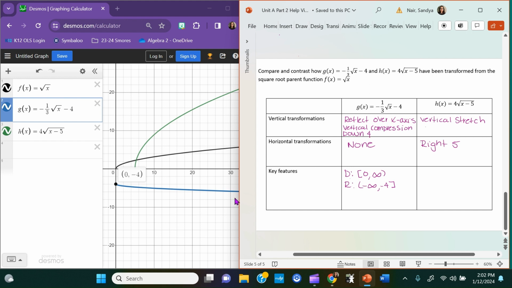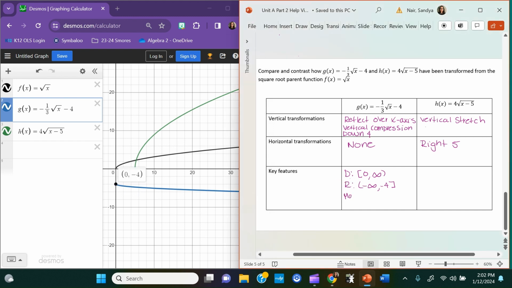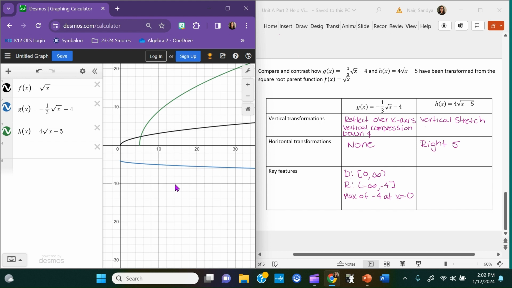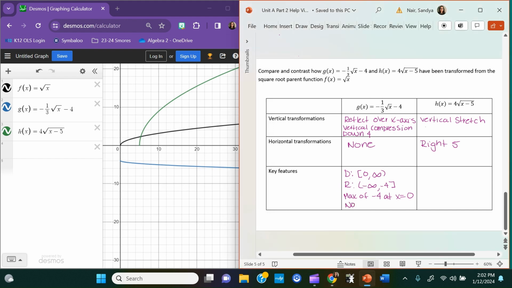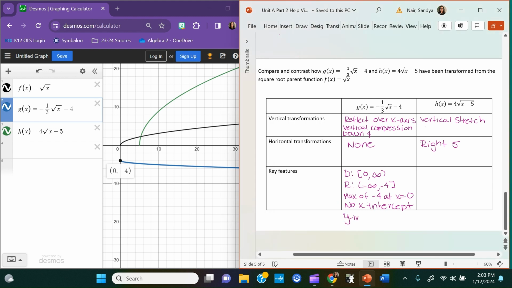Now let's think about maximum or minima. Since this graph is headed down, it's going to have a maximum point. It has a maximum of -4 because that's the highest y value, and that occurs at x equals 0. And finally, we want to think about intercepts. If we look at this graph, and you can scroll around in Desmos to see, it has no x-intercepts. It's never going to cross the x-axis. But if we think about y, this maximum actually is the y-intercept also. So it has a y-intercept at (0, -4).